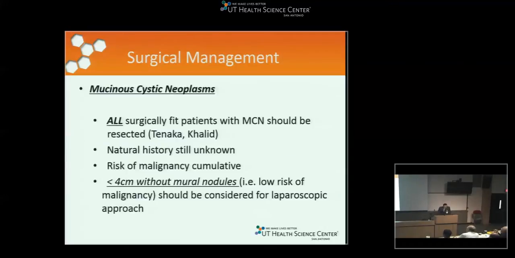As a general rule, all mucinous cystic neoplasms in surgically fit patients should be resected. This is the recommendation from two separate groups, largely owing to the fact that the natural history is still unknown. We don't know how long it takes for them to turn from non-invasive to invasive, and the risk of malignancy is thought to be cumulative. Of note, cysts less than 4 centimeters without mural nodules, i.e. those cysts with low risk of malignancies, can be considered for a laparoscopic approach, as they are thought to have a lower risk of spillage of mucin.